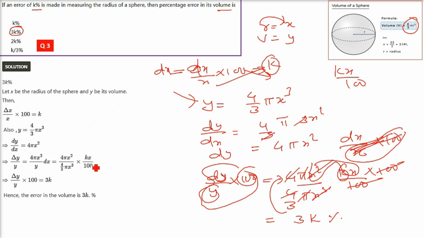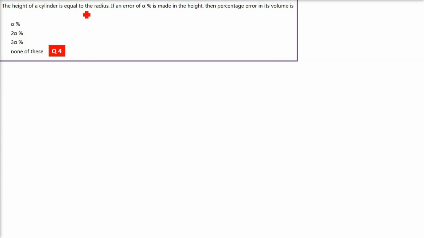How are you going to write? This is the way you are going to put it on the paper. The height of a cylinder is equal to the radius.